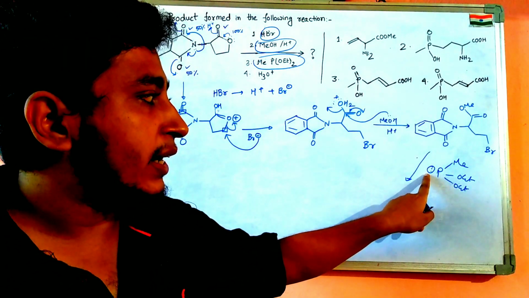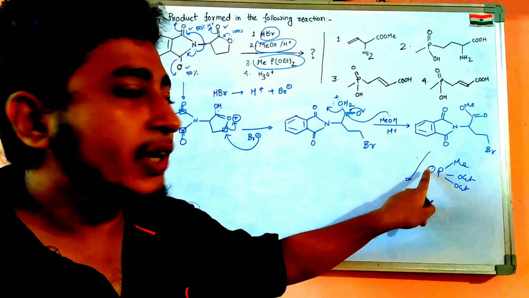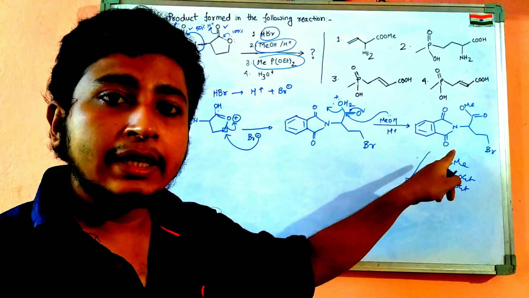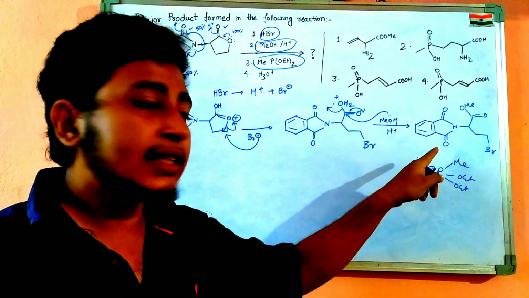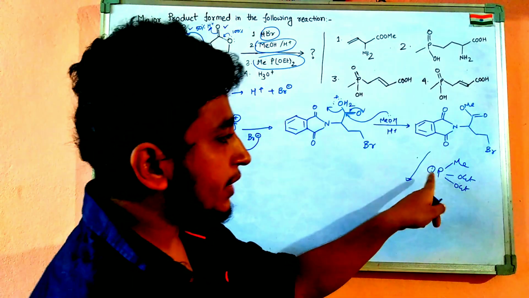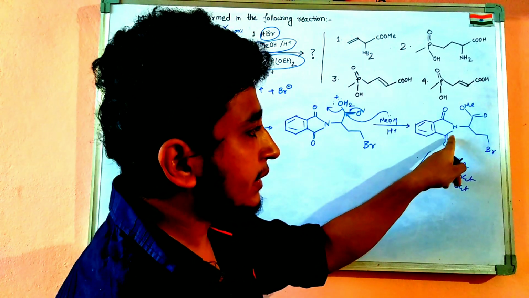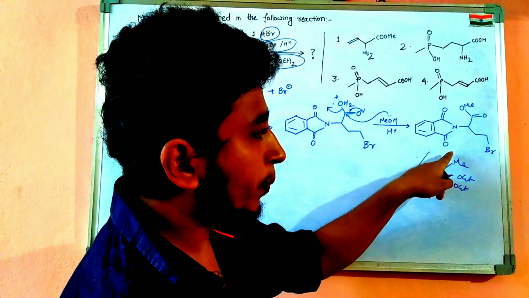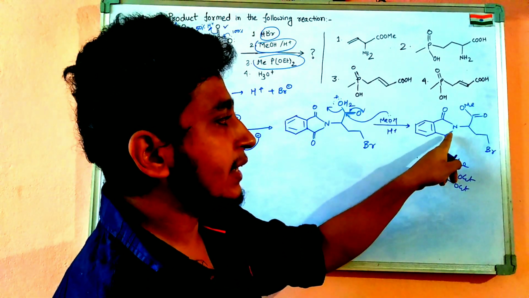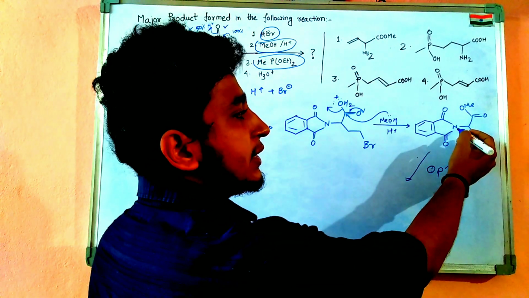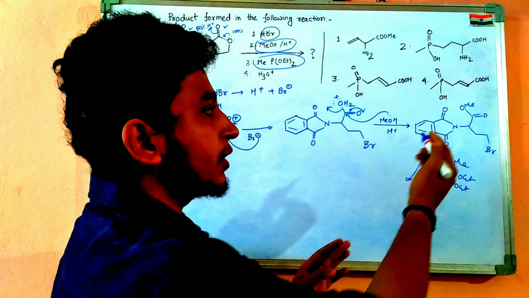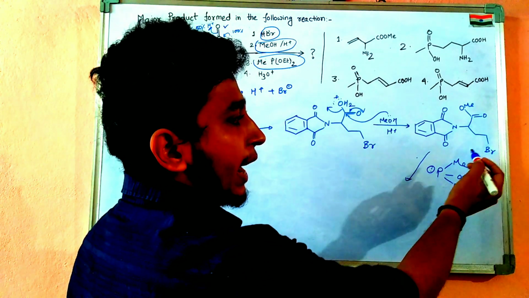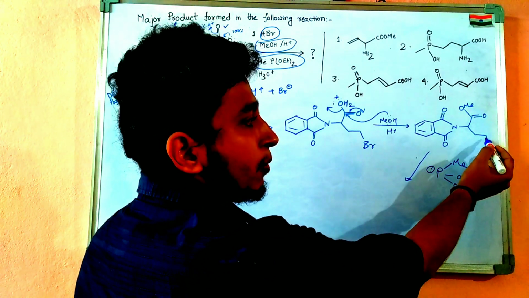So this lone pair will search for an electrophilic position. So which one is the most electrophilic position? Here we have to consider the leaving group ability. If it is attacking here, then the C-N bond will break. If it is attacked here, then the C-O bond will break. And if it is attacked here, then the C-Br bond will break.